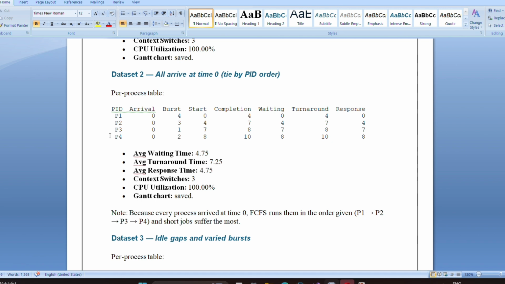The response is 0, 4, 7, 8. At last we can find the average waiting time 4.75, average turnaround time 7.25, average response time 4.75, context switching is 3, and CPU utilization also 100%. Gantt chart is saved. And last we have dataset 3.